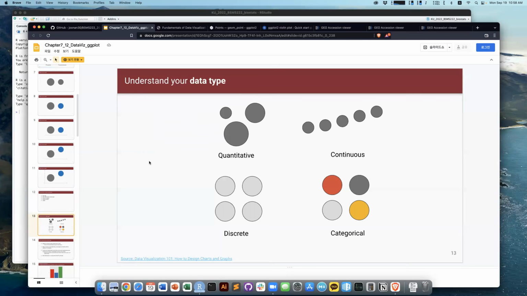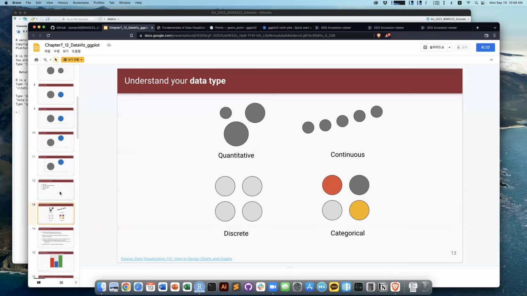So let's look at some very basic data types, right? We have at least 4 different data types. The first one is quantitative data. This represents the different quantity. The second one is continuous. There is some information about time, progress, procedures. And there's a data type called discrete, so 4 different distinct entries you want to represent. And categorical means that there is different group information within this data set, right?